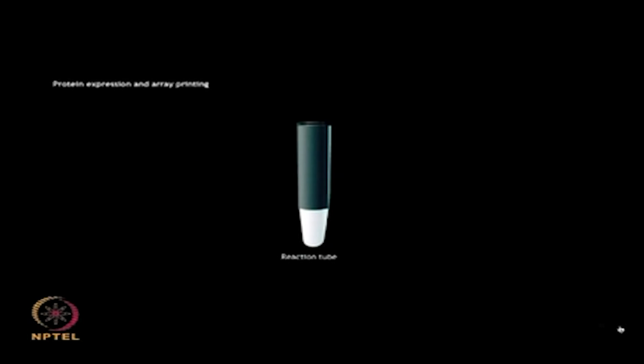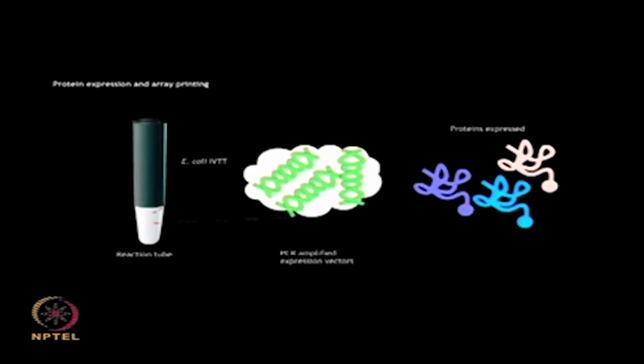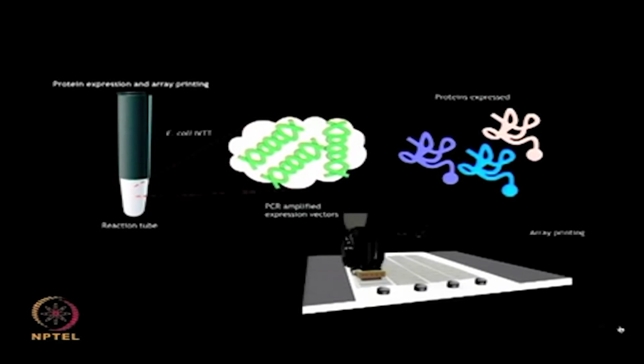In this study, authors carried out cell-free expression of PCR amplified vectors using an Escherichia coli in vitro transcription and translation system. They expressed 250 putative proteins that were printed directly onto the microscopic array slides without any need for protein purification.